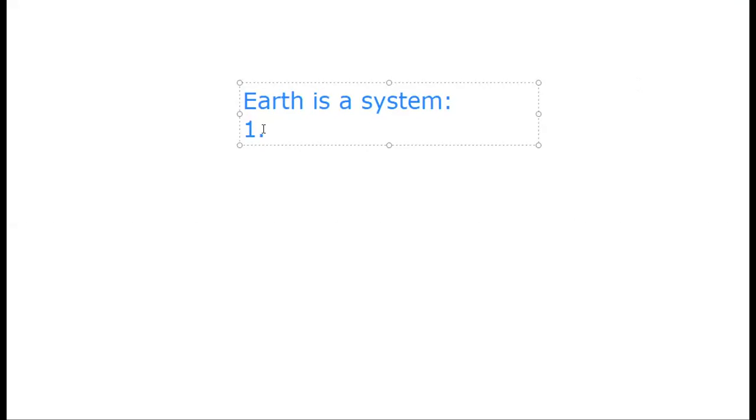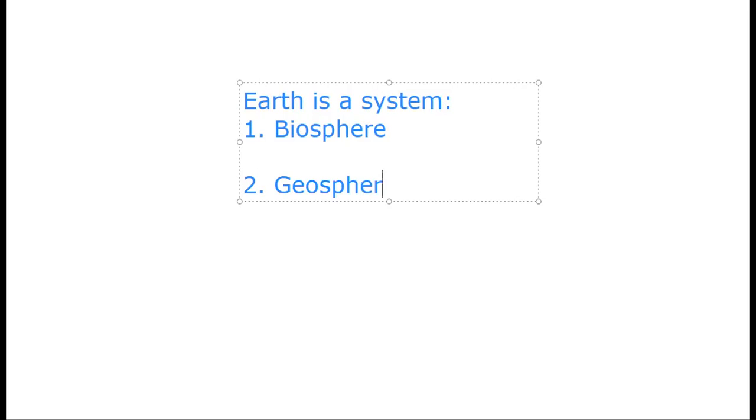Earth is a system because it is made up of a collection of parts that work together. The Earth system is made up of 4 parts. The first part is what? Biosphere. The second part is geosphere. In this lesson 1, we are going to talk about the biosphere and geosphere, and in the second lesson about hydrosphere and atmosphere.